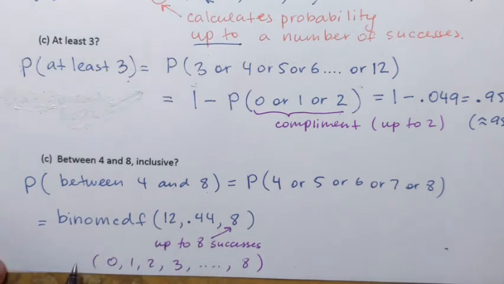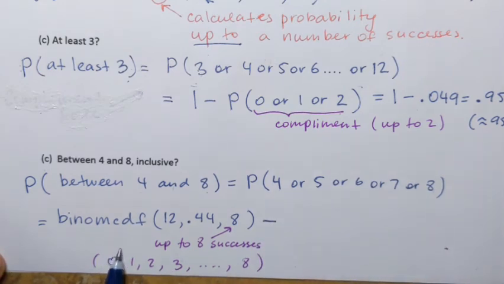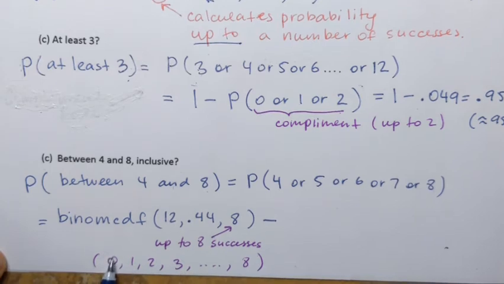Well, let's try this. We're going to find the probability of him making up to 8 successes or 3-point shots, but then we're going to subtract the probability of him making up to 3. So I want to exclude those cases, 0 or 1 or 2 or 3. Another way I can say what those cases are, it means that that's the case when he makes up to 3-point shots, right? Up to 3 successes.